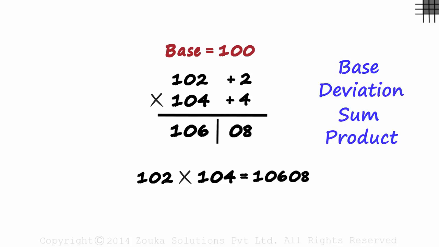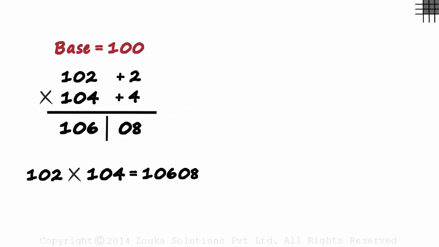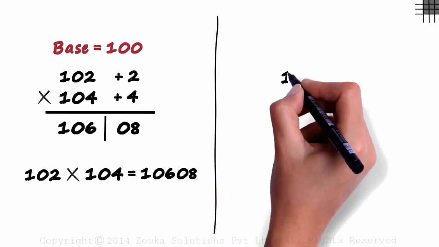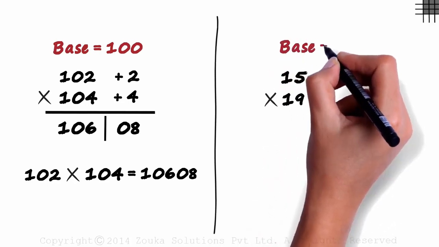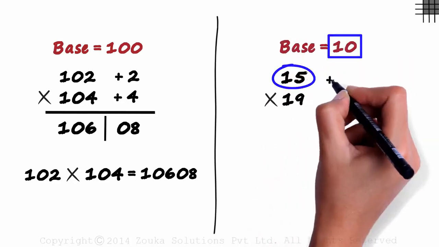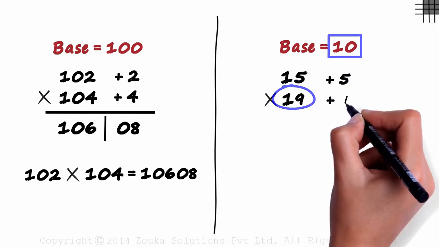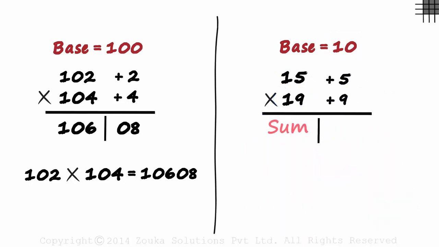That's it. Why don't you try another one? Take a simpler one this time. 15 times 19. As both the numbers are close to 10, let's make 10 as the base here. 15 minus 10 is 5 and 19 minus 10 is 9. Sum on the left and product on the right. 15 plus 9 is 24 and 9 times 5 is 45.